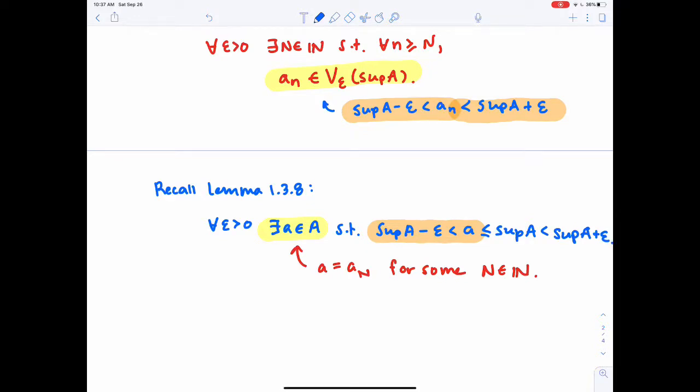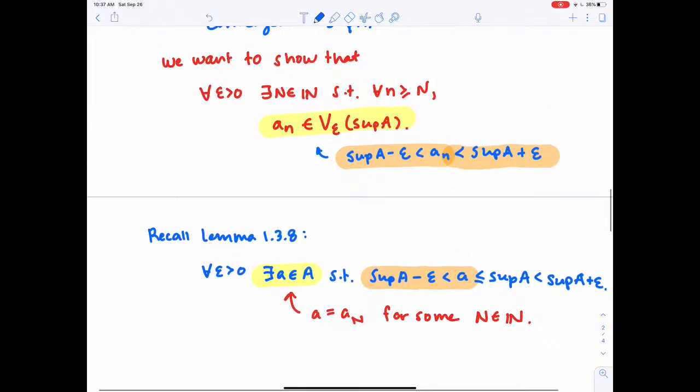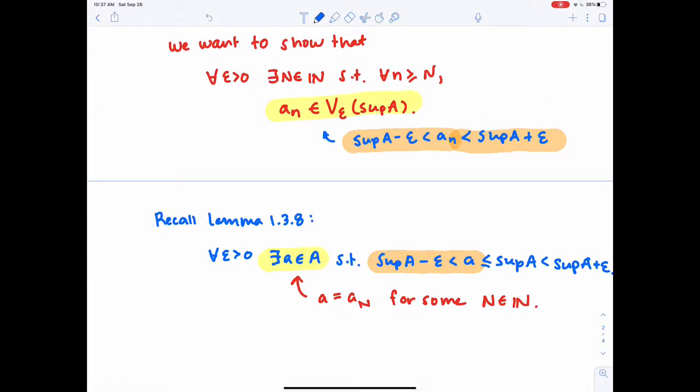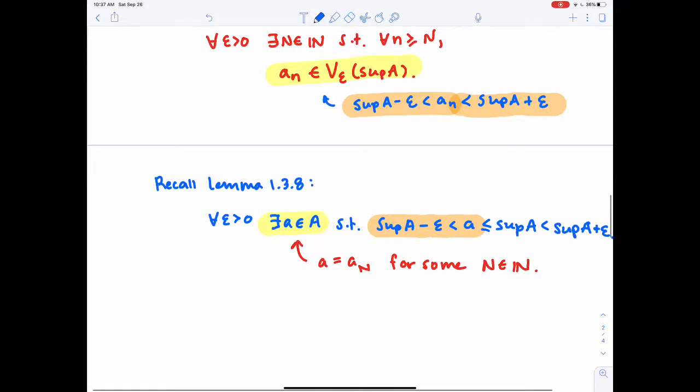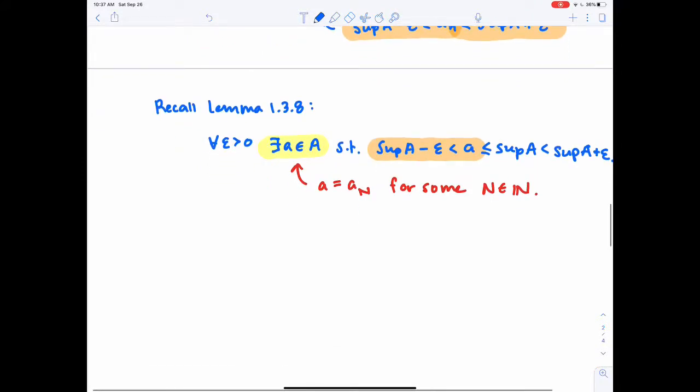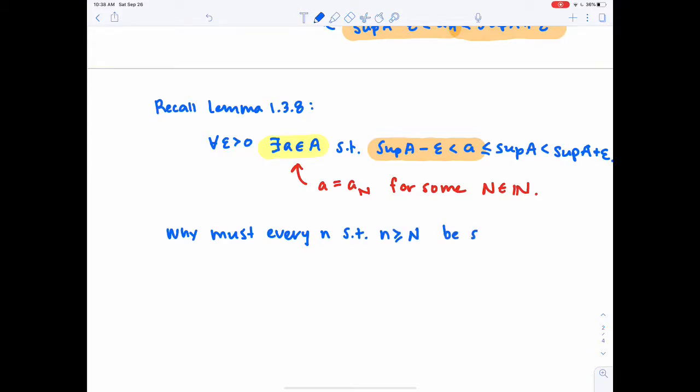So this lemma is the key to getting what we need. So why is it, if this is my capital N, that after this capital N value, all of my a_n's have to remain in this neighborhood? So why must every n such that n is greater than or equal to capital N be such that a_n is in the epsilon neighborhood?